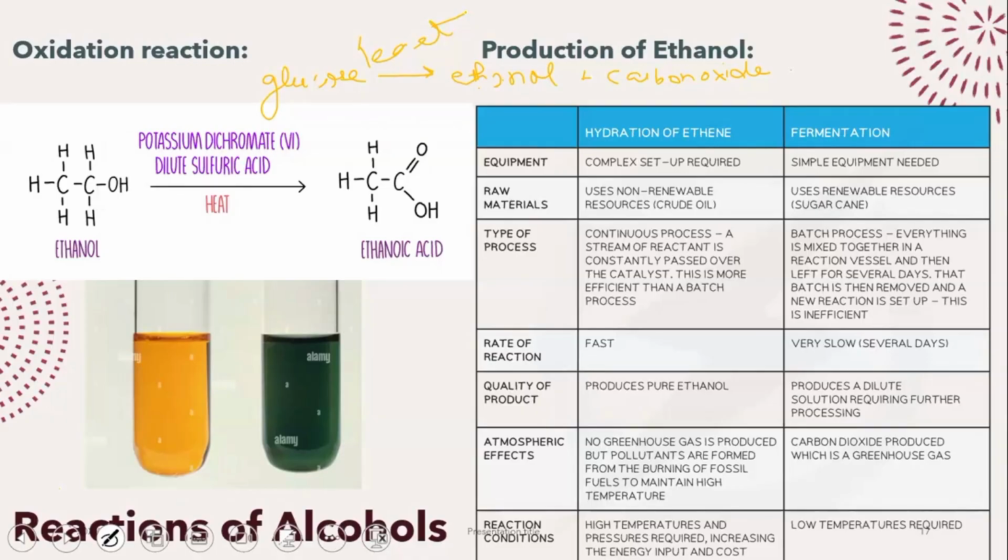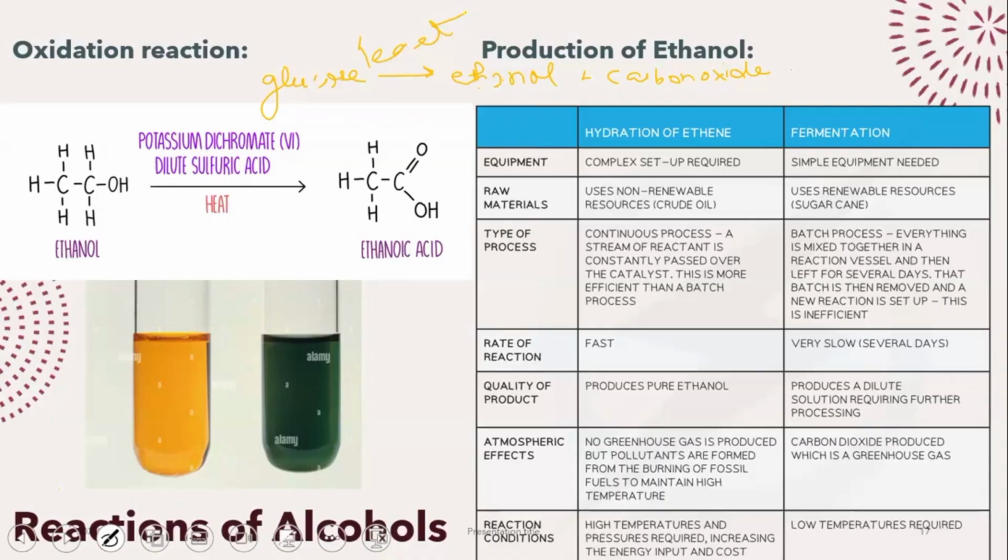The yeast cannot be reused, so you have to start the reaction all over again, right? Hydration of ethene is a fast reaction. We are using a catalyst, we're doing it inside the lab. It's a fast reaction. Fermentation is a quite slow reaction because obviously the yeast are the ones that have to do the job, so they'll take their time.